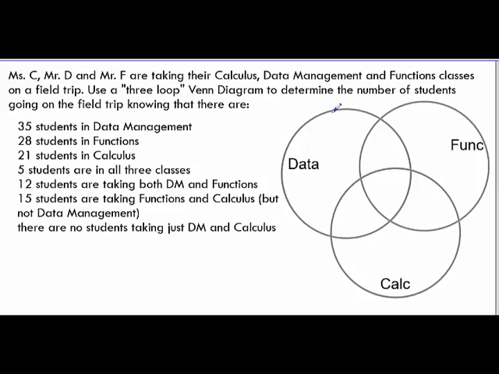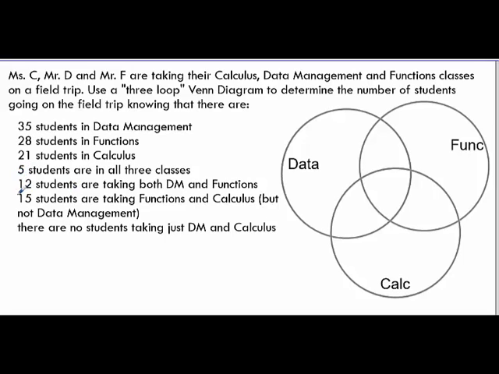So the data circle is this one right here. So the data circle is this one kind of all the way out here. And so everything in that circle represents the data management group. So the data management group has 35 students. It says that's the total number of students who take data management. And so in that entire circle at the end, I will have 35 students.